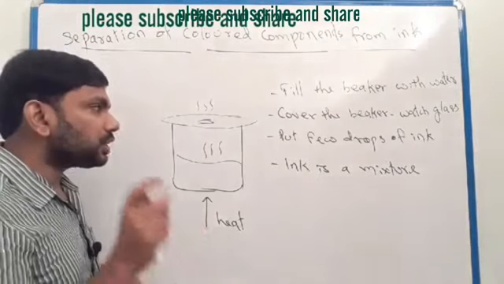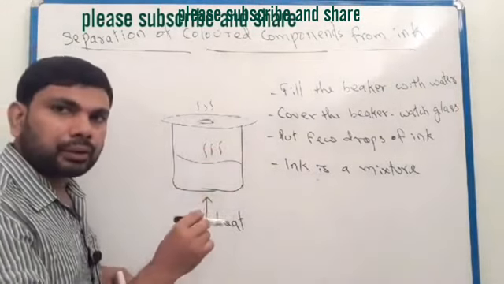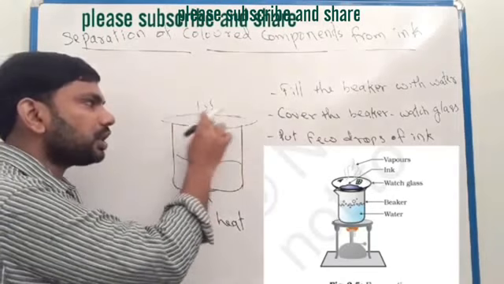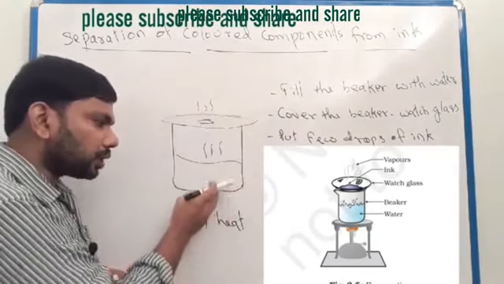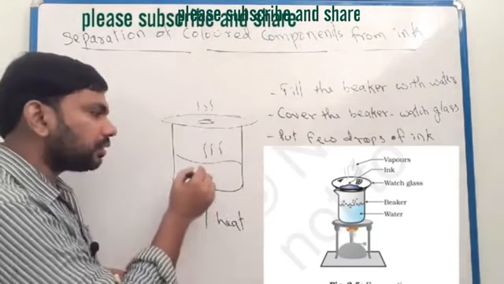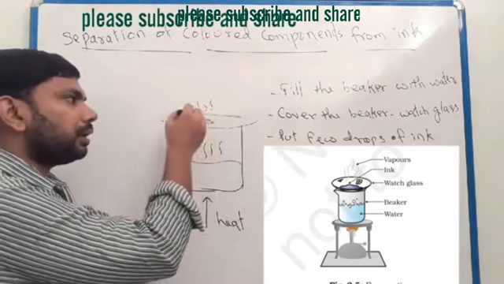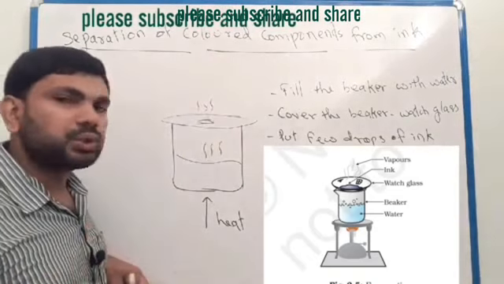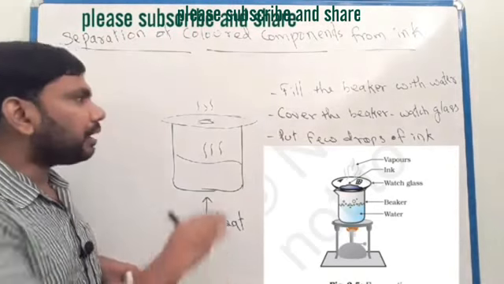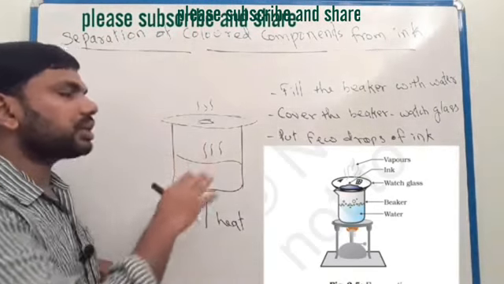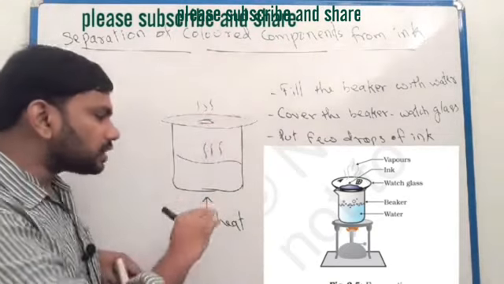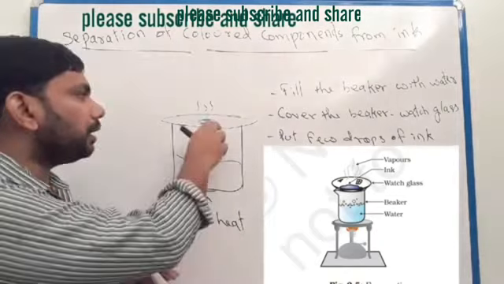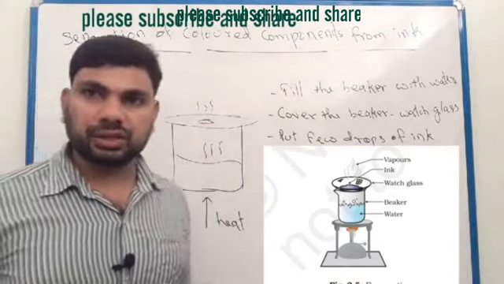Do not heat the ink directly. We keep the watch glass over the beaker and heat the water in the beaker. Because of this heat, the ink on the watch glass gets hot and starts to evaporate. After evaporation is finished, we stop heating and we will get residue from the watch glass.